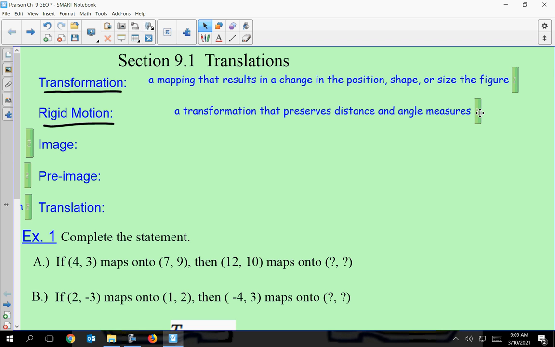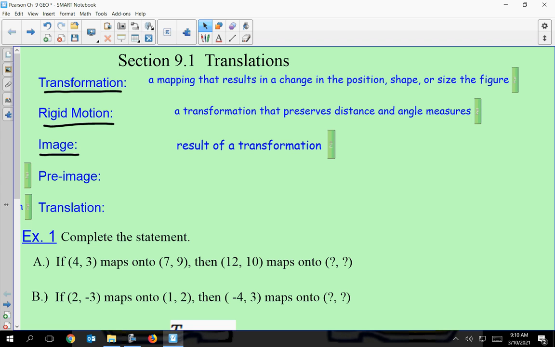Okay, a couple of terms that go with a transformation, in this case a translation, is image. Image is, I call it, the new figure. It's the result of a transformation. So I've moved it in some way. We're talking about a translation here in the first section. The next section we talk about reflecting something, and the section after that we actually rotate it, and then we do like two moves at the same time in the later section.